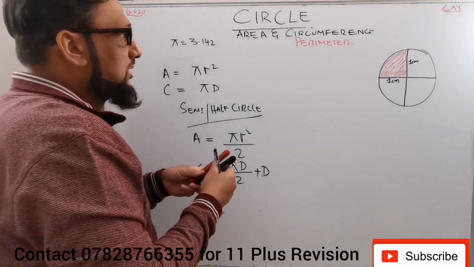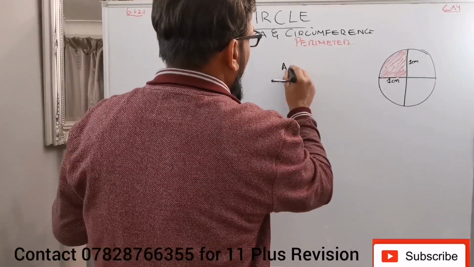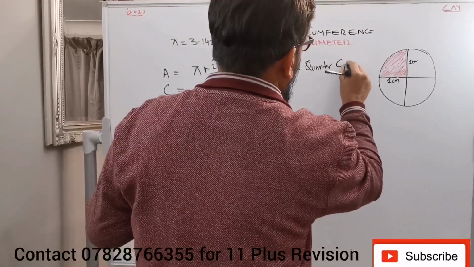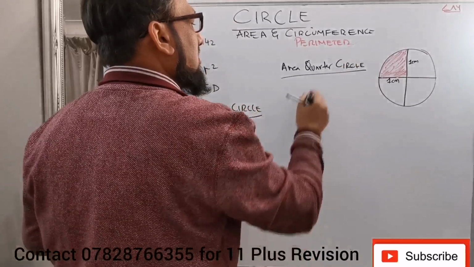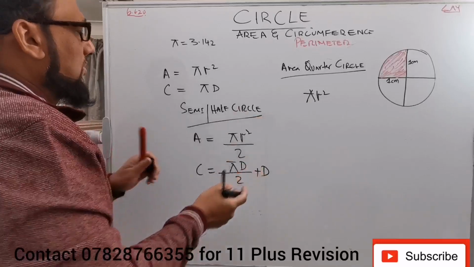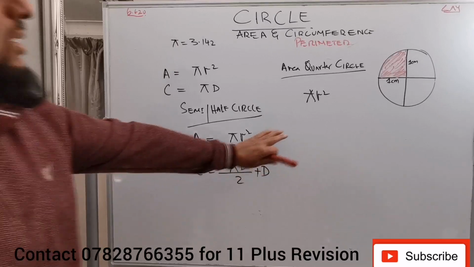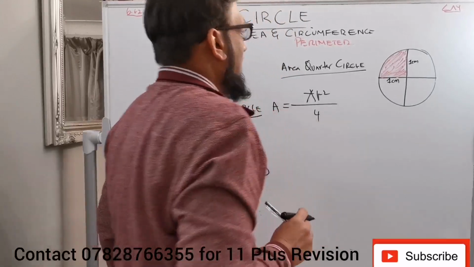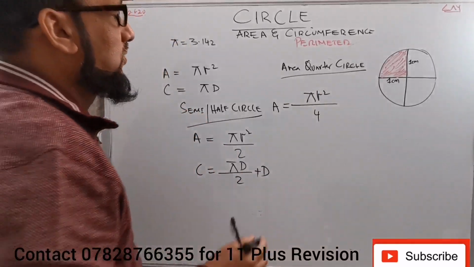And we need to find out the area of the quarter circle. So the area of a quarter circle is the same, pi r square. For the semicircle we divide by 2 for the area. For the quarter we simply divide by 4. So the area is very simple: pi r square divided by 4.